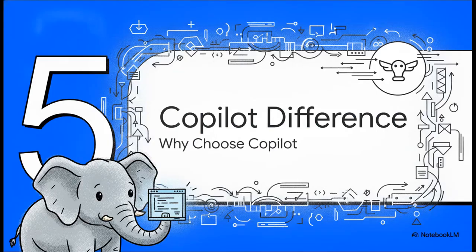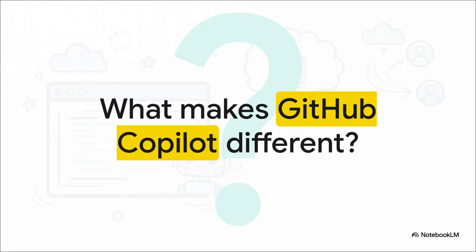Which brings us to our final stop, Section 5, the Copilot difference. Before we wrap up this explainer, we definitely need to address the elephant in the room when it comes to the wider AI landscape. Because let's face it, there are so many AI assistants flooding the tech market today. You're probably wondering, what exactly makes GitHub Copilot different from all the rest? It's a question every single developer asks when evaluating their toolkit, trying to figure out what's actually worth their time.